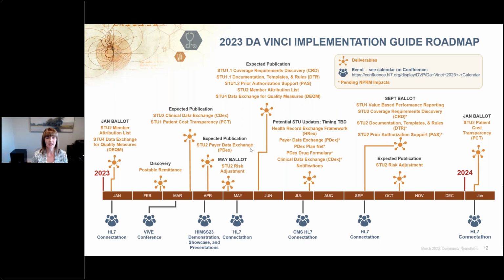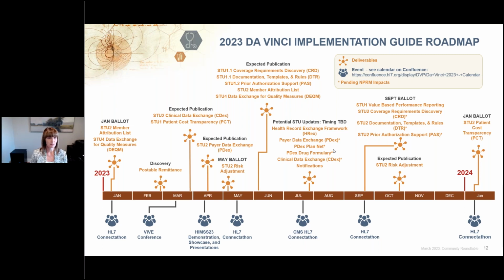PDEX also has 2 companion implementation guides. So you'll see reference to the PDEX formulary, which is a published STU. It was published as STU2 in August of 2022. And the PDEX Directory Plan Net, which was published in April of 2022. Both of these particular PDEX guides are companions to the core PDEX implementation guide, and they may also receive some STU updates later this year pending implementer feedback and assessment of regulatory impacts as well.